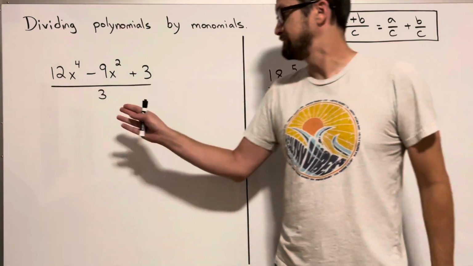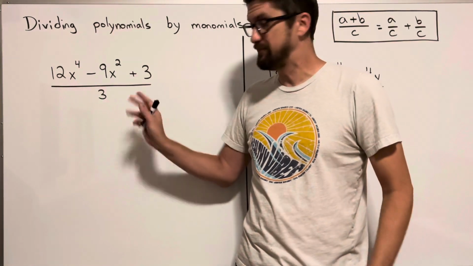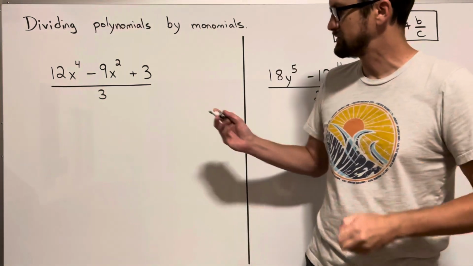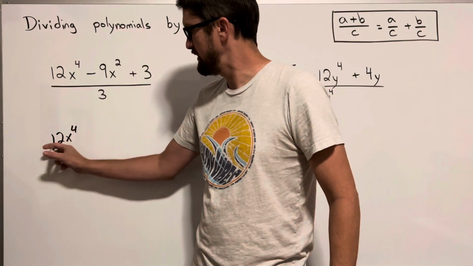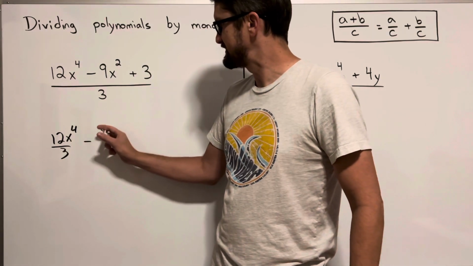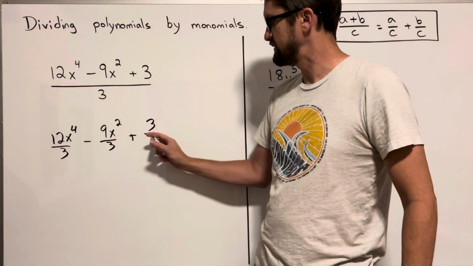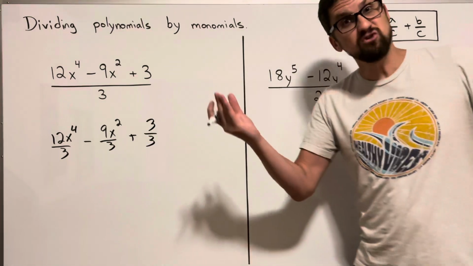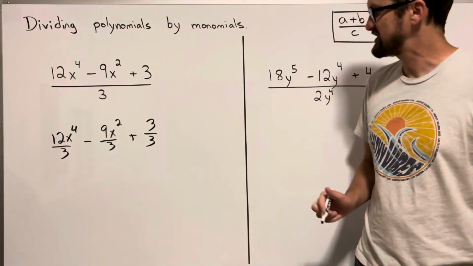All right, let's start with this one. So what we're going to do is take this bottom 3 and split it up into 3 fractions here. So it's going to be 12x to the 4th over 3 minus 9x squared over 3 plus 3 over 3. And then you're going to simplify each fraction.